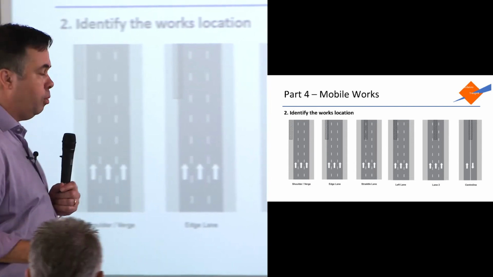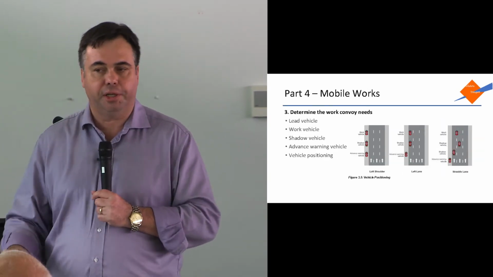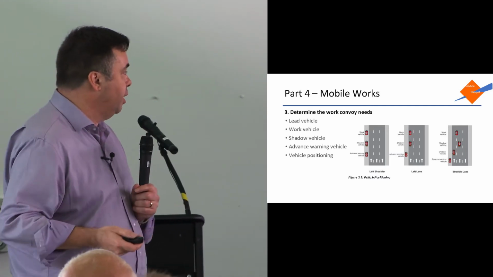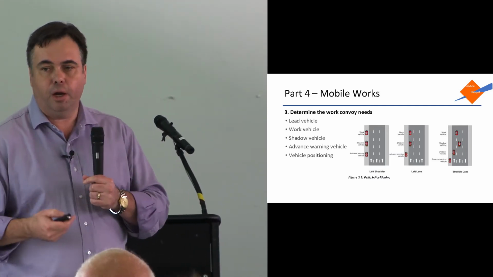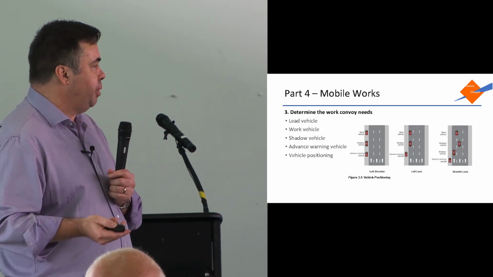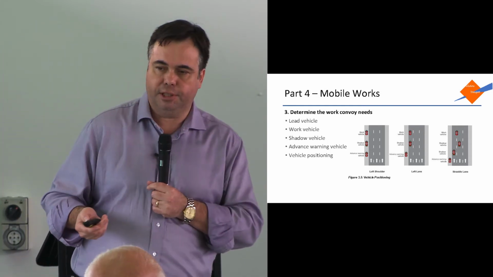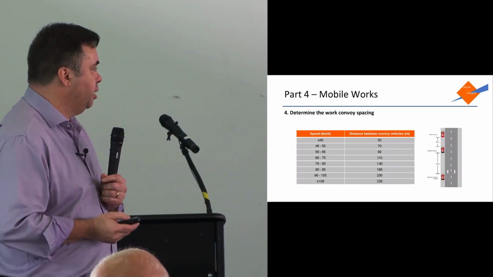So, we have to know where the works location is. Next, we work out what vehicles we need in our convoy, and it varies depending on whether it's a 2-lane, 2-way road, whether it's a one-way carriageway, whatever it might be. It depends on speed, where your vehicles are, how many lanes you want to close off, etc. So there's guidance on picking that.